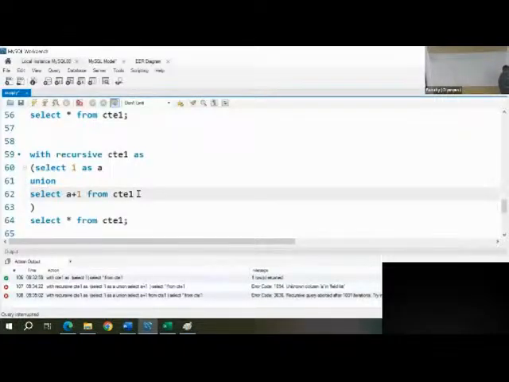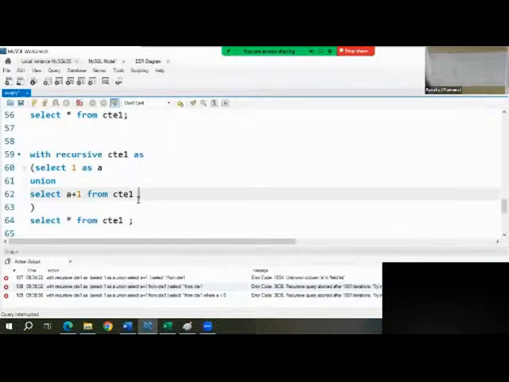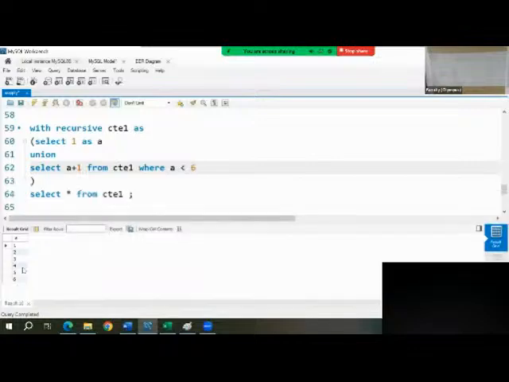So I need to stop this somewhere. I will just say select all from CTE where A is less than, say, 6. Why am I still getting this? Okay, sorry, not here. I have to stop it here, right? Internally, I have to stop the CTE. So I have to say where A is less than 6. If I say A less than 6, I'm still getting 6, because until 5 A will be there, so I will get 6. So if I have to stop this at 5, I have to say A less than 5.